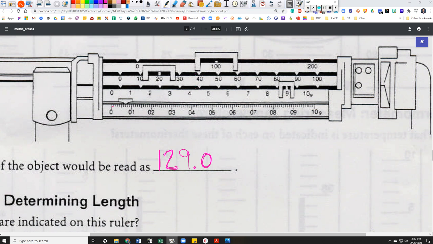So that's point. That's 1, 2, 3, 4, 5, 6, and 7 is what I got. Okay, I know that for sure. I know that that is an accurate number. And then what do you always add at the very end?